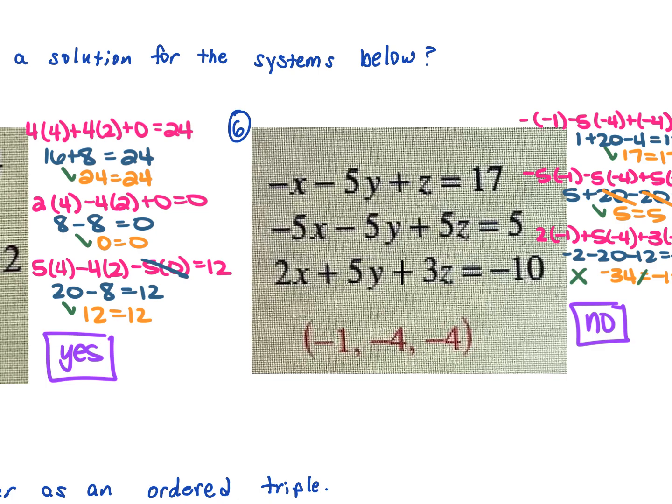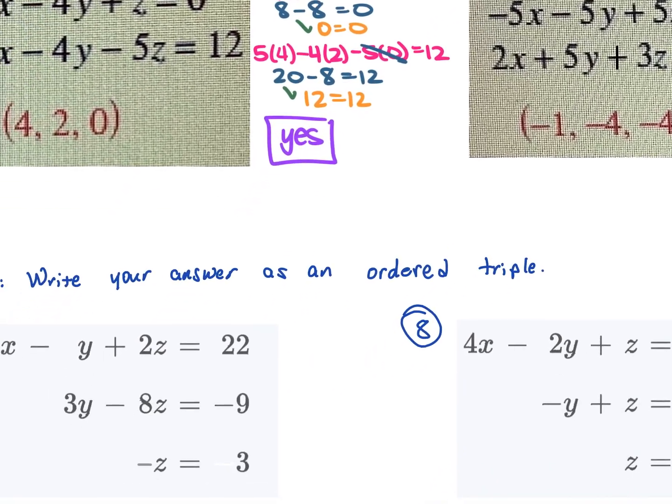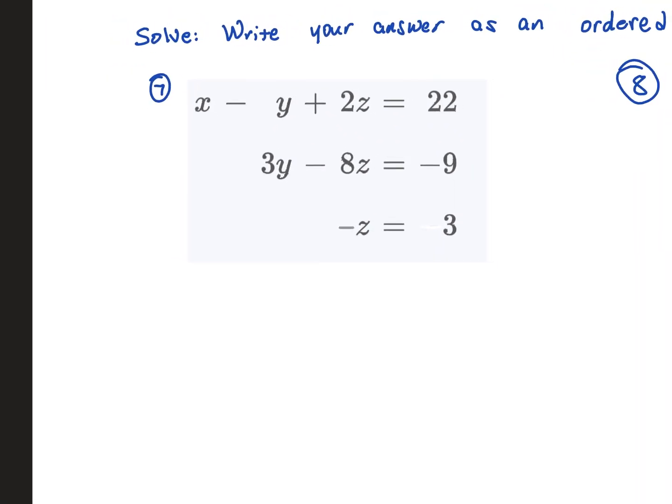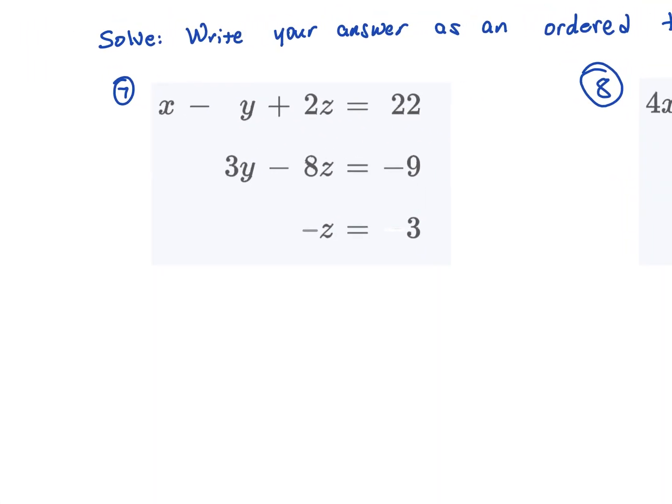For number 7, 8, and 9, you are using back substitution to solve each system and writing your answer as an ordered triple. For number 7, you're given x minus y plus 2z is equal to 22, 3y minus 8z is equal to negative 9, and negative z is equal to 3. We're going to start with that negative z is equal to 3 and divide each side by the negative 1. This gives you that z is equal to negative 3. So that's one of your answers.